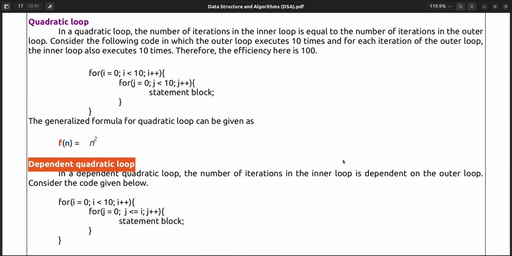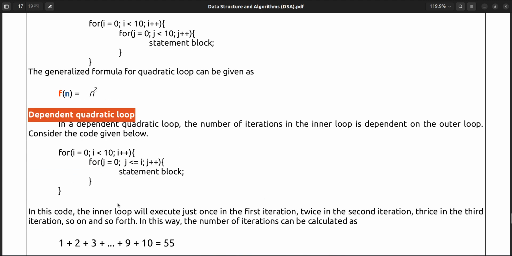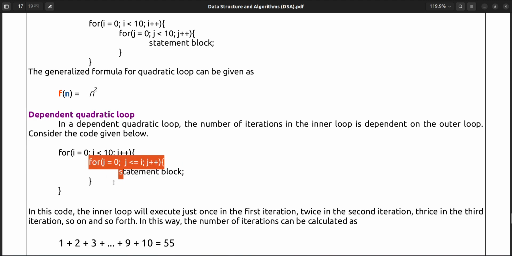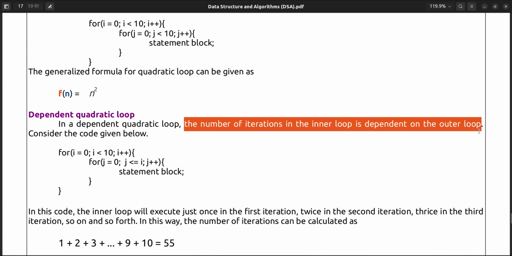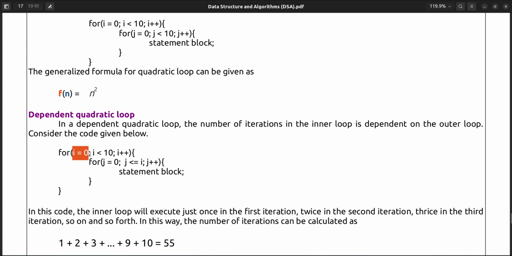Dependent quadratic loop. Now in this case, this loop is depending on this loop. In a dependent quadratic loop, the number of iterations in the inner loop is dependent on the outer loop. Consider the below code. So here i is equal to 0, i less than 10, and i plus plus. So what will be the complexity for this one? n, because 10 times it will be running, so that is 10. Currently the complexity is 10. Okay, 10 into this one, how will it be?